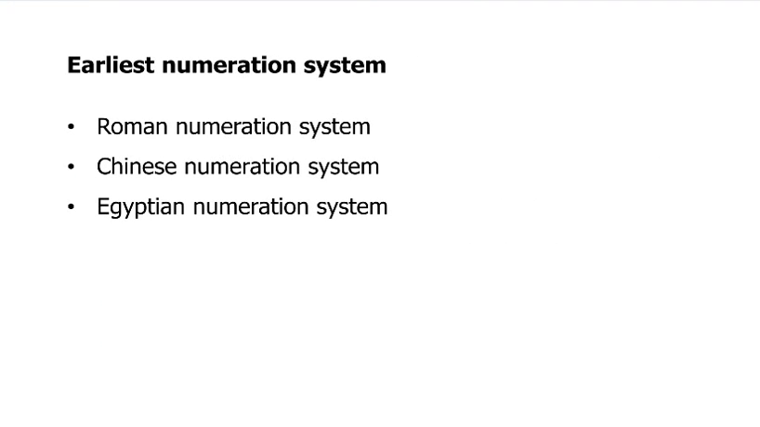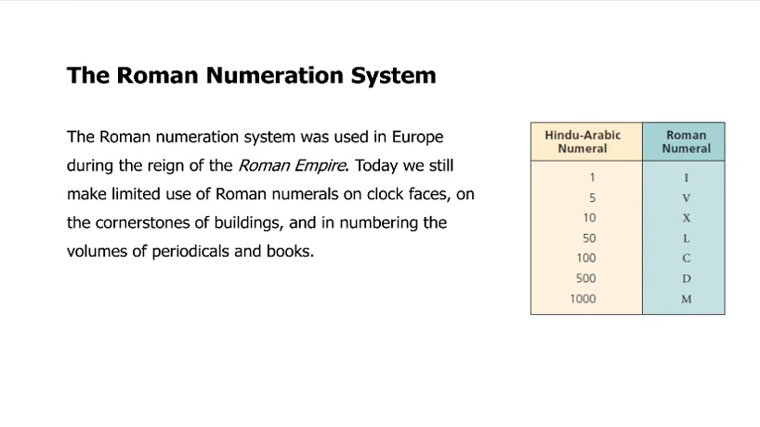So again, we are going to take a look at 3 different numeration systems. First one is from the Romans as a sort of a review to ease us through the second and third numeration systems, which are from the Chinese and the Egyptians. So as we remember, the Roman numeration system looks like this. This was used during the reign of the Roman Empire. Today, we still use them, but minimally.